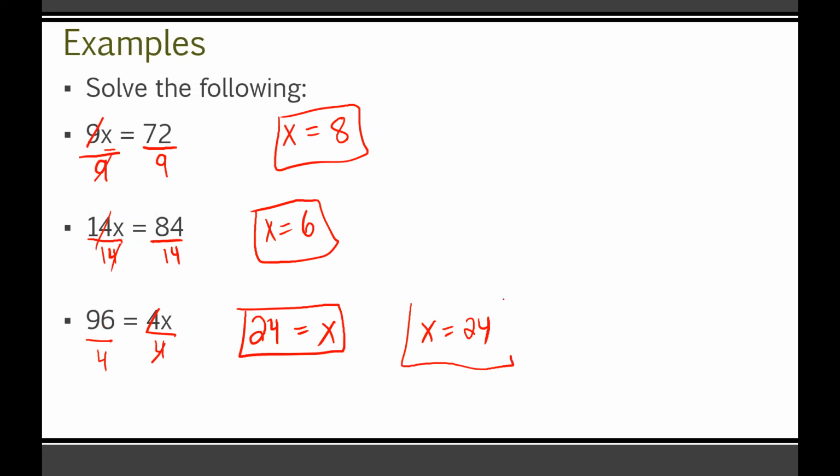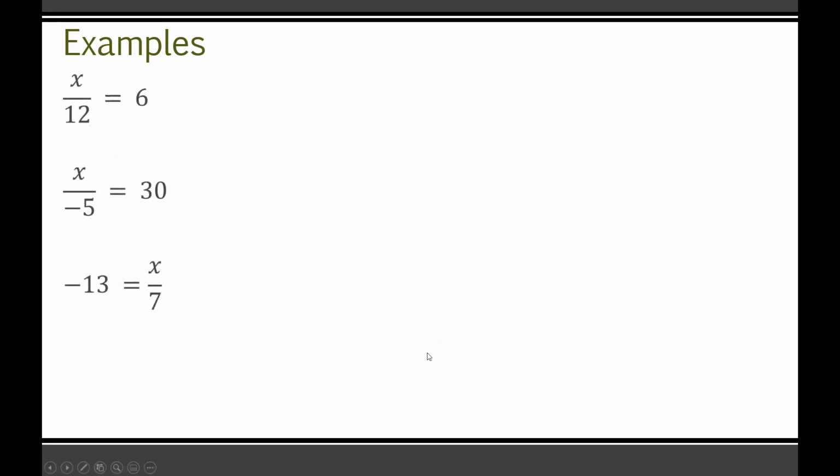So either way you want to write it, usually I like putting x on the left-hand side a little bit better, it just flows better, but either way you write it, it's still going to be correct. All right, next slide. So these were the other type of linear equations that we looked at in class.